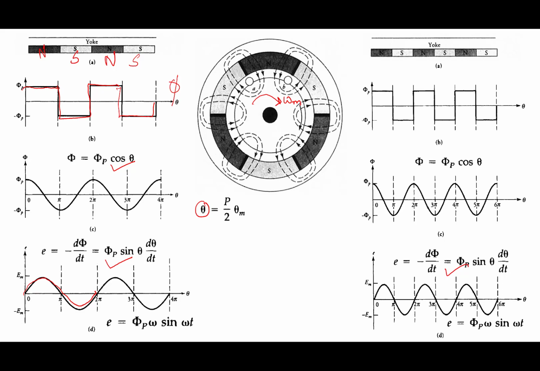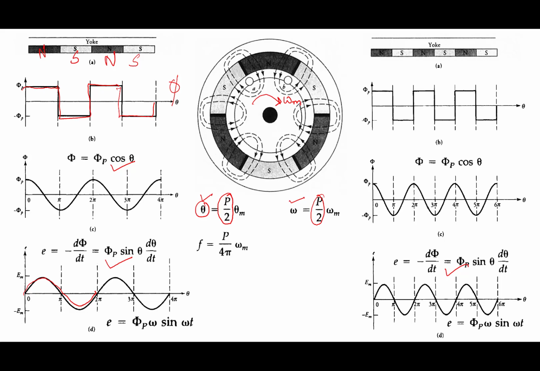So from this we can say that theta electrical is equal to P by 2 theta m, where theta m is the mechanical angle, meaning the actual angle by which the rotor rotates, and P is the number of poles in the machine. P by 2 is the pole pair. Therefore I can write omega, the electrical speed, is equal to P by 2 omega m.